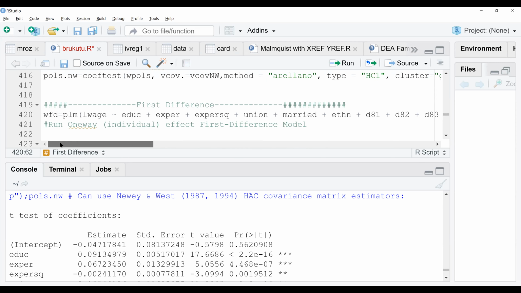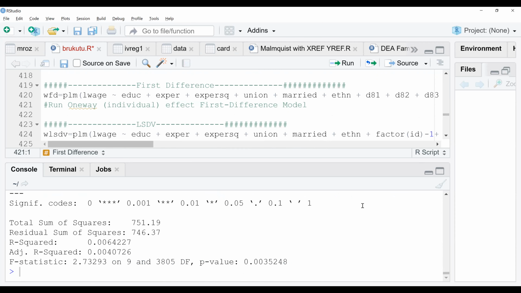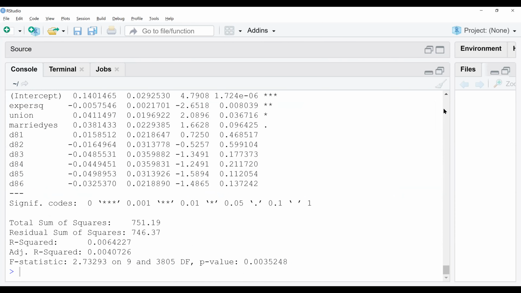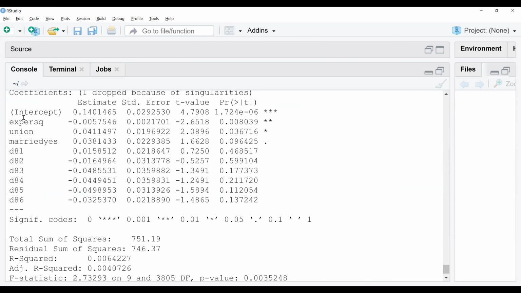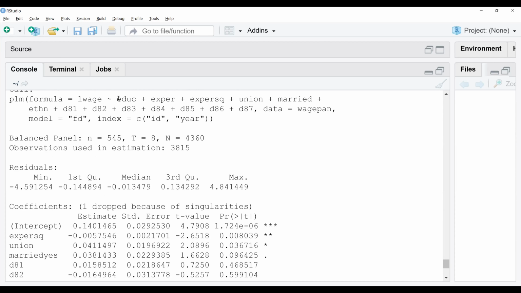I'm going to run this command. Okay. It is a one-way individual first difference model. What happens? Let's run that. These are the results down there in the console. Watch what has happened. There is no education. Now, when you go up, you see education was part of the modeling. Watch it. Education was part of the modeling. But then there is no education in the coefficients.